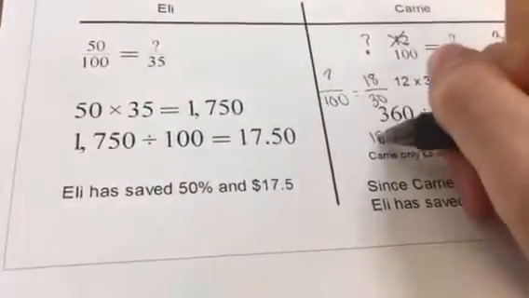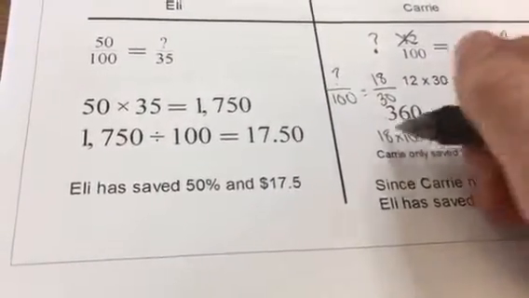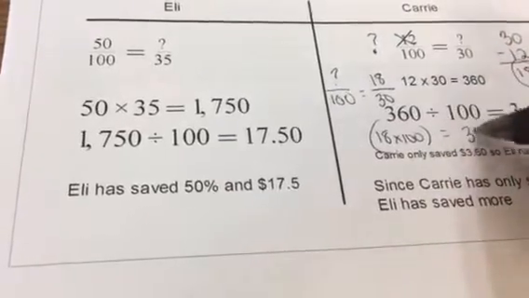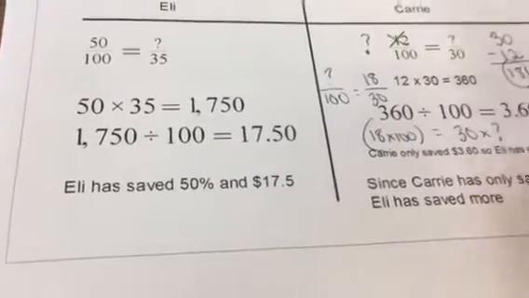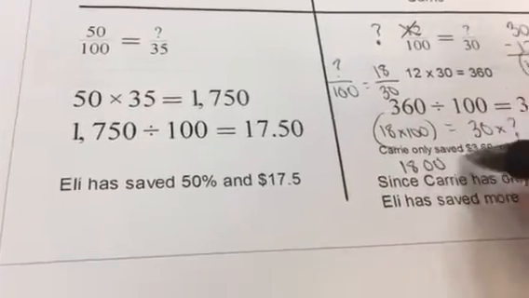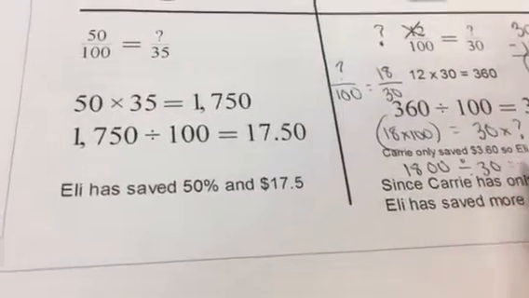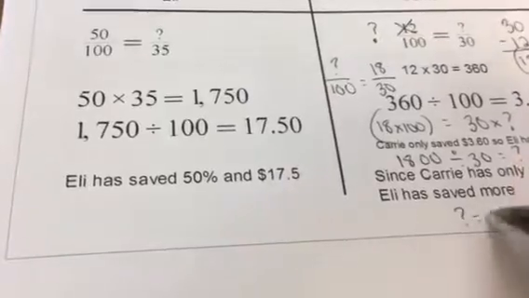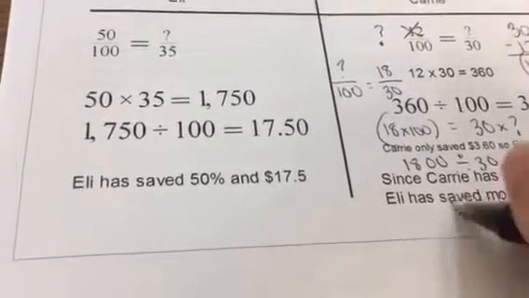And if I cross multiply, equals 30 times question mark, what I'm going to end up with is 1800 divided by 30 equals question mark. Question mark is equal to 60%.